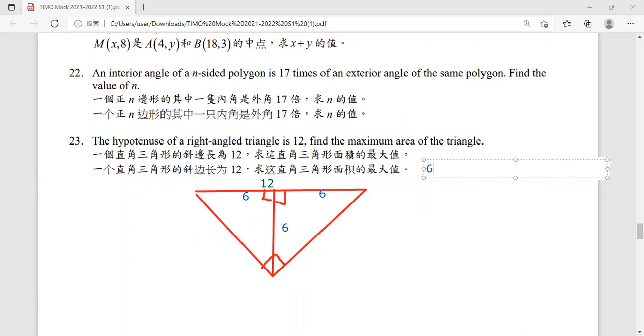So the answer is 36. That's it, 36. This time you cut here again. Of course, you can do 12 times 6 over 2. But if you're smart enough, you can cut here again, and I put something here.